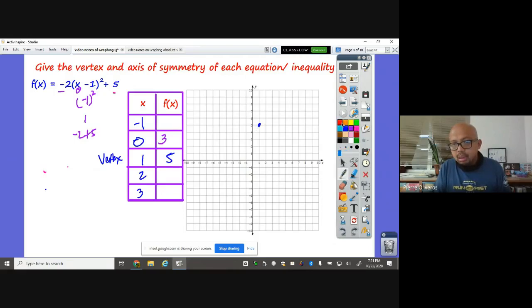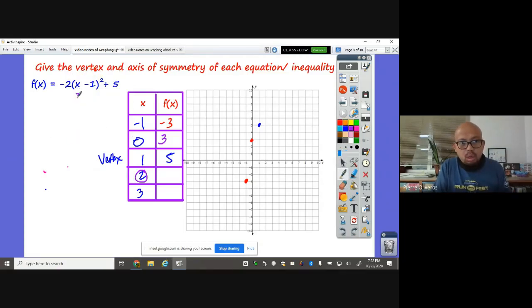If we plug in negative 1, negative 1 minus 1 is negative 2. Negative 2 squared is 4. 4 times negative 2 is negative 8, plus 5 is negative 3 there. So therefore, we're going to have there negative 1, negative 3, 0, 3 here. Very good. And to save us some time, again, I would like you to double check, plug in the 2 here. 2 minus 1. Let me erase that portion.